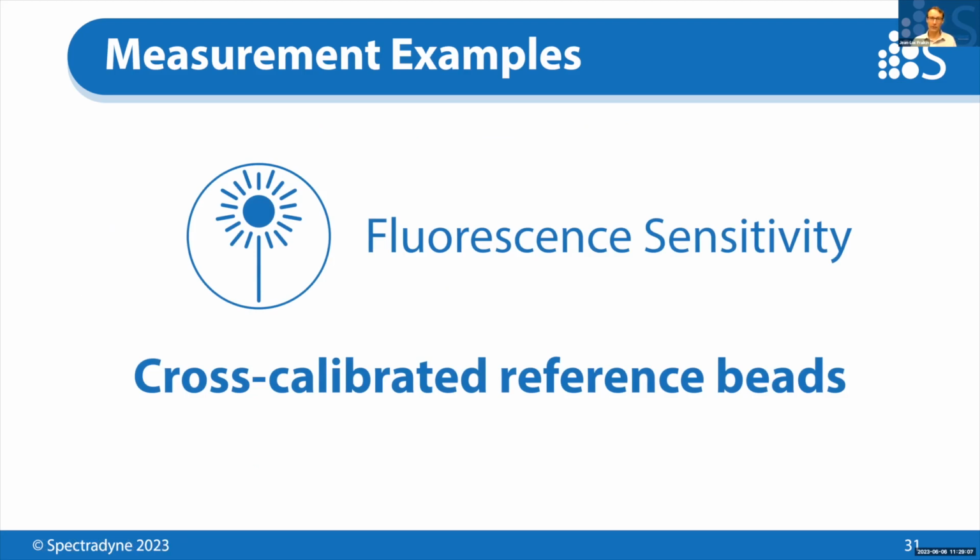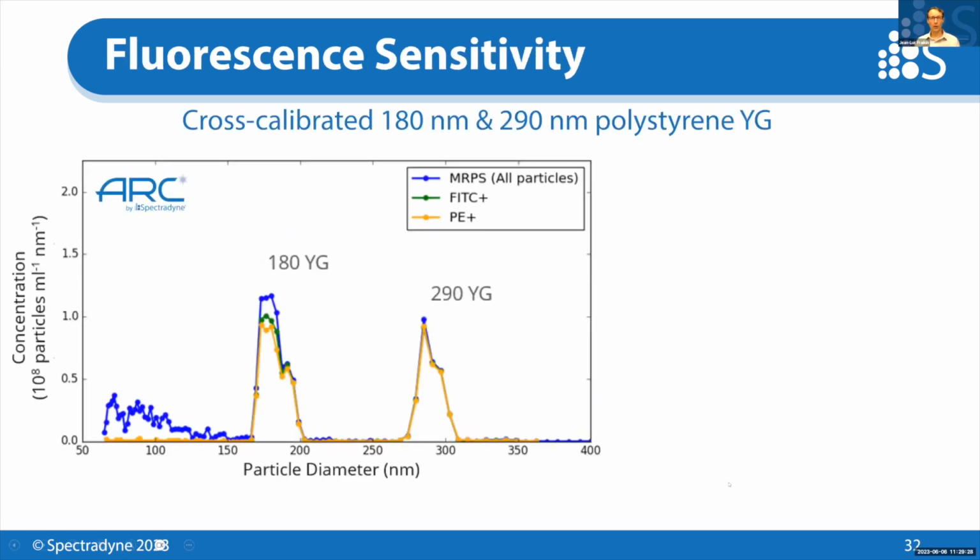So a little bit about the sensitivity of the ARC particle analyzer. I want to explain how we do the calibration of the brightness on our system, and how it is that we can report standard units for brightness. What we did was we took a pair of polystyrene beads, solid dyed beads with a YG fluorophore, in two different diameters, 180 nanometers and 290 nanometers.